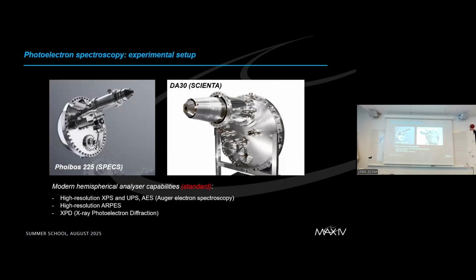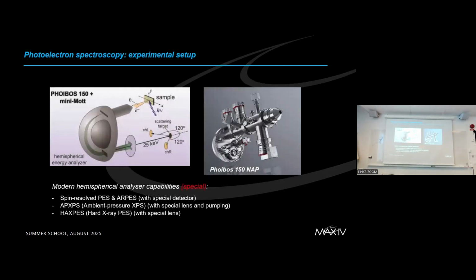The experimental setups which you can buy commercially normally always have a hemispherical photoelectron analyzer. In the early days, there were also some cylindrical analyzers, but nowadays it's essentially only the hemispherical analyzers. They're good for high resolution XPS and UPS, Auger electron spectroscopy, very good for ARPES measurements and X-ray photoelectron diffraction. These are standard.